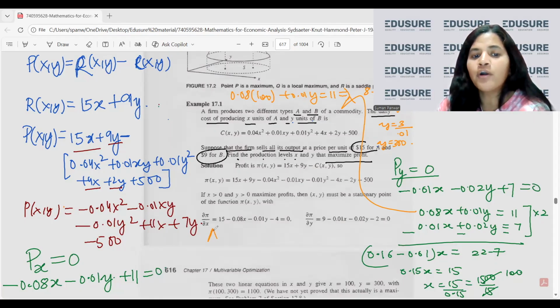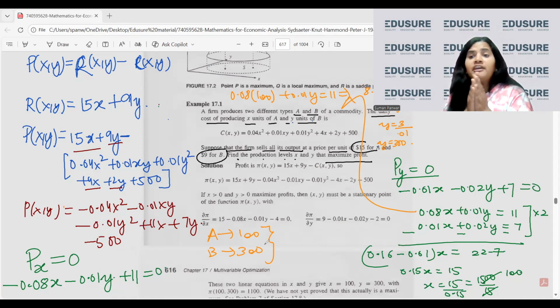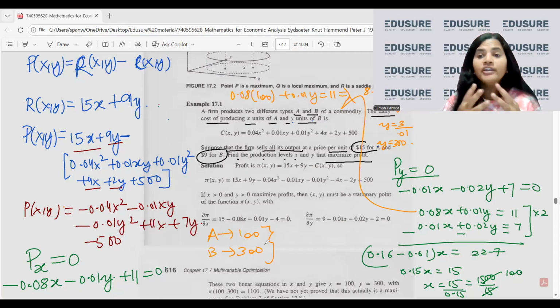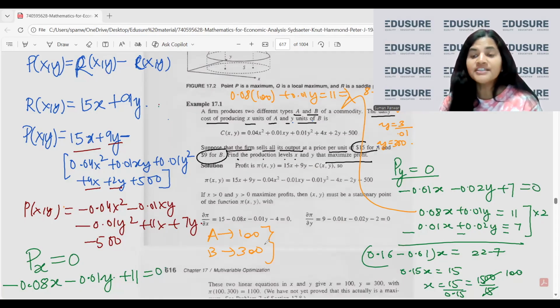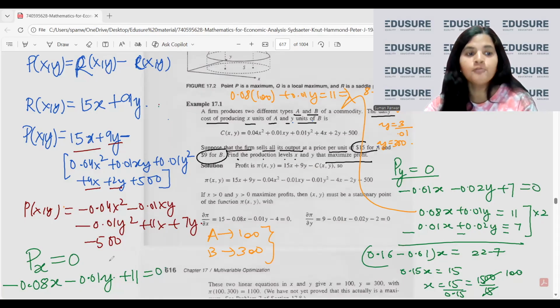That means when the quantity of A is 100 and the quantity of B is 300, I am getting a turning value. This turning value can be a maximum or a minimum. We will not decide that right now. Since the question is asking about maxima and minima, right now we don't know the sufficient conditions. As per the necessary condition, the point at which local maxima or minima occurs is x equals 100 and y equals 300. And how did we calculate that? We used the necessary conditions that the first order partial derivatives with respect to x and with respect to y both should be equal to 0.